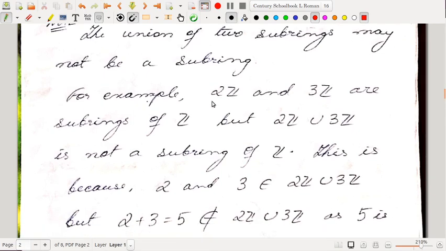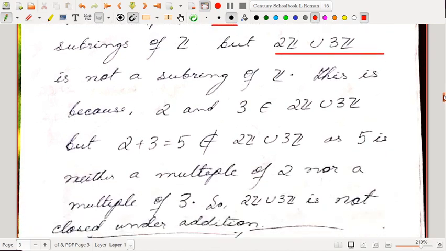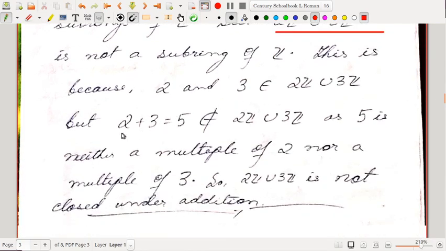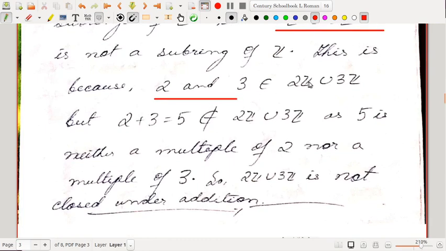So for example, 2Z and 3Z, okay, they are subrings of Z. Just now we have proved that, but 2Z union 3Z is not a subring. Okay, why is it not a subring? Because it is not closed under addition. You take two elements, 2 and 3, which are inside 2Z union 3Z, because 2 can be written as 2 into 1, and 3 can be written as 3 into 1. But 2 plus 3, which is 5, is neither a multiple of 2 nor a multiple of 3, so 2Z union 3Z is not closed under addition. Okay, that is, the sum of 2 and 3 is 5, which is not there in the set.